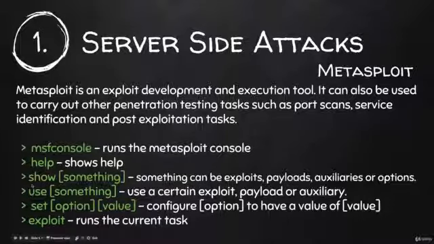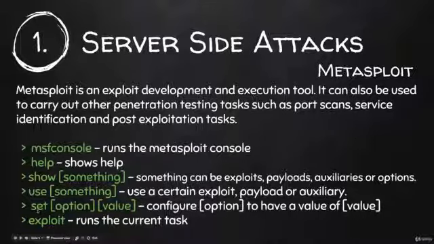You can use the show command to show something. So you can show the available exploits, the available auxiliaries, the available payloads, and we'll talk about what each of these mean in the future. You can use the use command to use something that you've shown. So for example, you showed exploits and you picked a certain exploit that you want to use. Then you use the use command and then you type in the exploit name to run it.